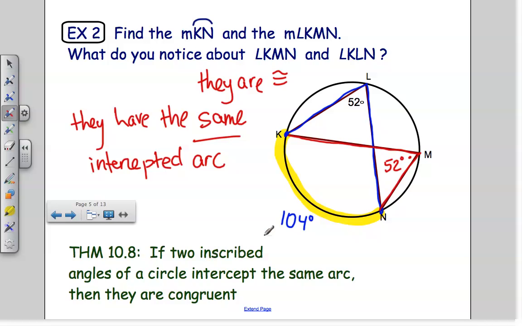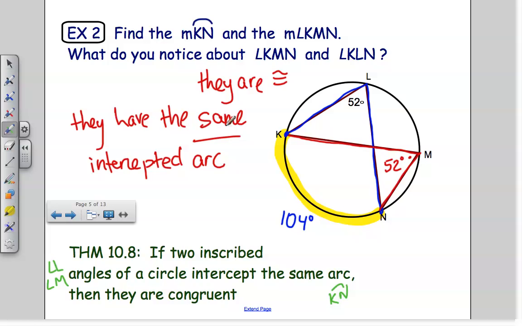If two inscribed angles, angle L and angle M, intercept the same arc, they both intercepted arc KN, then they are congruent. So if two inscribed angles of a circle, in this case we are talking about angle L and angle M, intercepted the same arc, they both intercepted arc KN, then they have to be congruent.